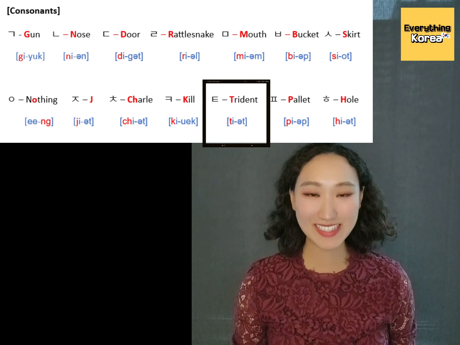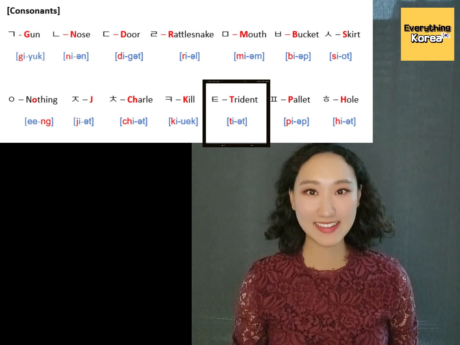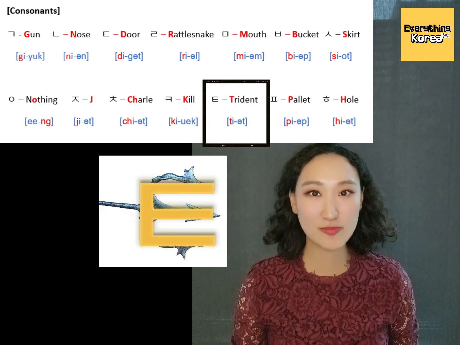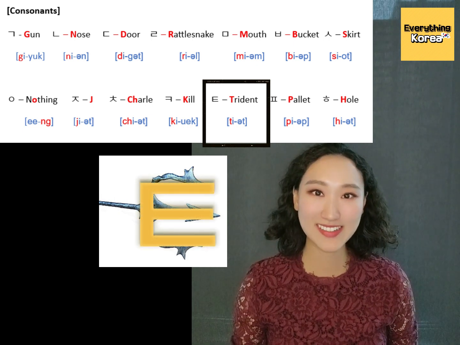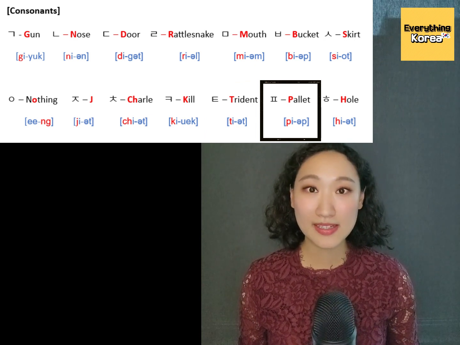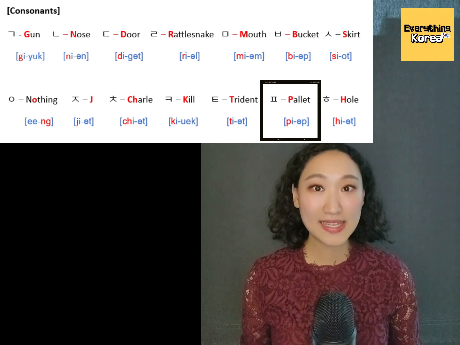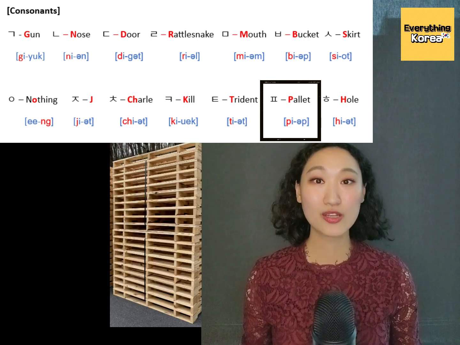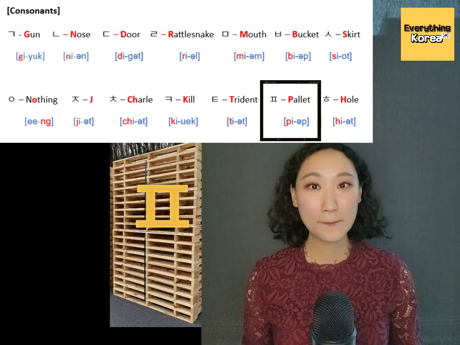Next one is 티읕. It looks like a trident. So remember the T sound. Next one is 피읍. It looks like a palette. So remember the P sound.